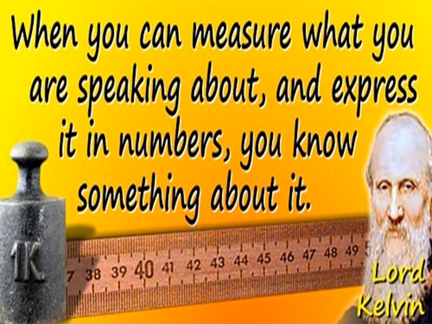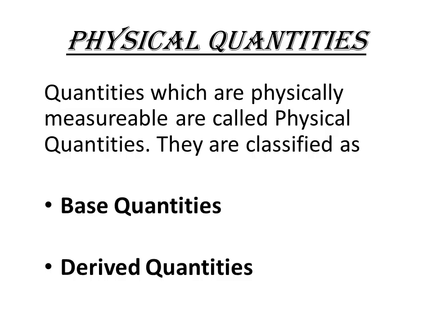There is a famous saying by Lord Kelvin: when you can measure what you are speaking about and can express it in numbers, you know something about it. So in physics, we basically try to express everything in terms of numbers. Physical quantities are those quantities which are physically measurable. They are classified as base quantities and derived quantities.